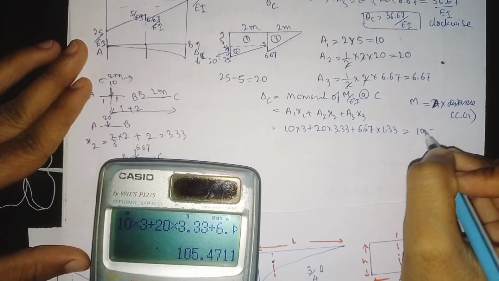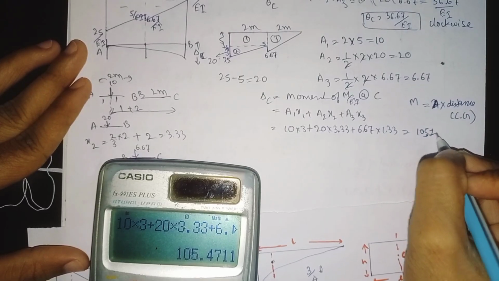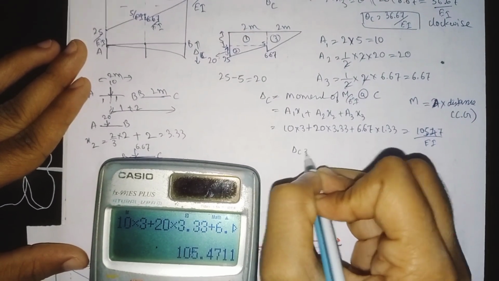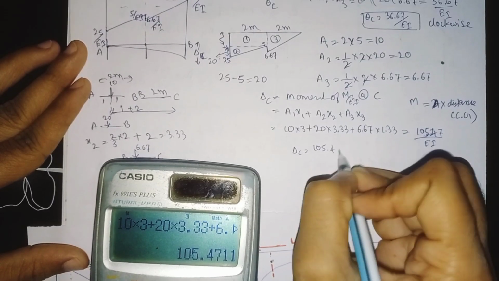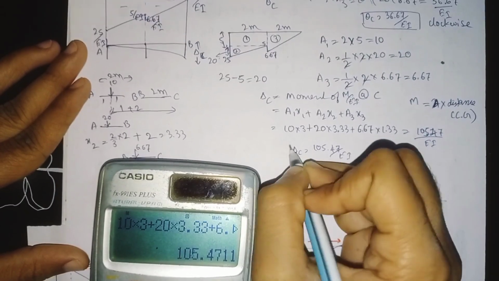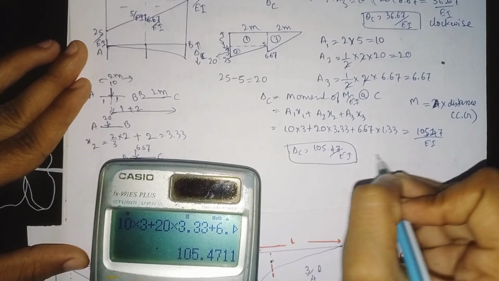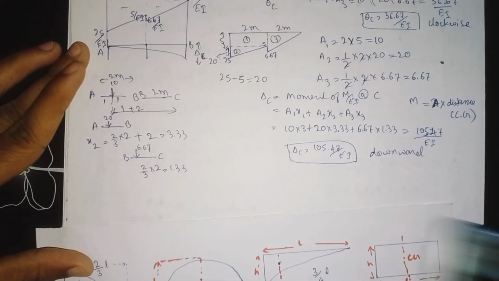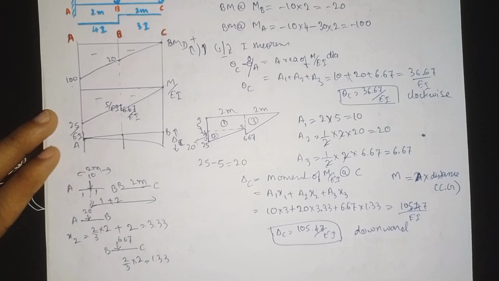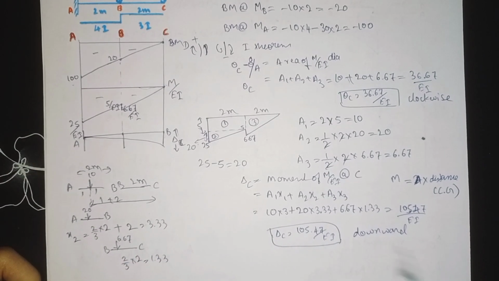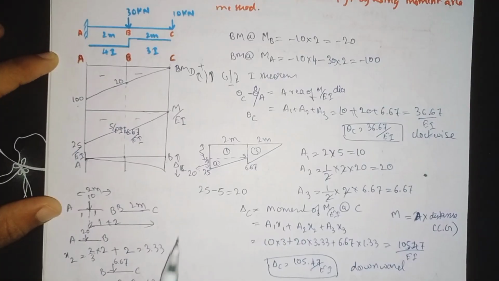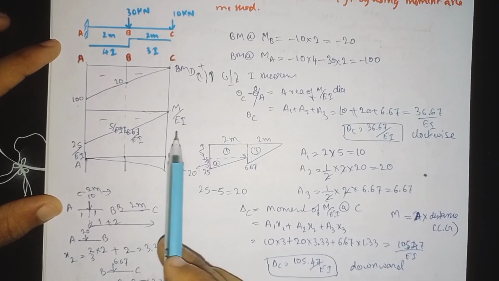Deflection at point C will be 105.47 divided by EI. So theta C is 105.47 divided by EI. It is downward, because these values are negative, that's why we need to put downward. So this is how we need to find the deflection at point C and the slope at point C.